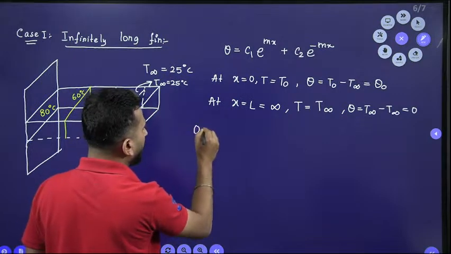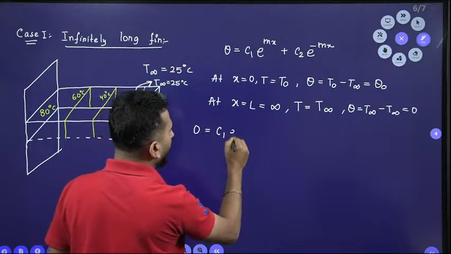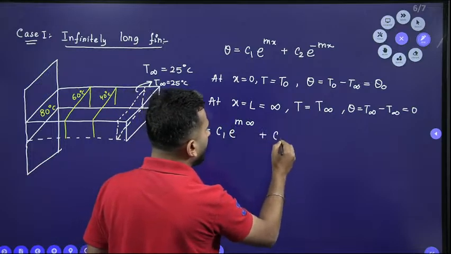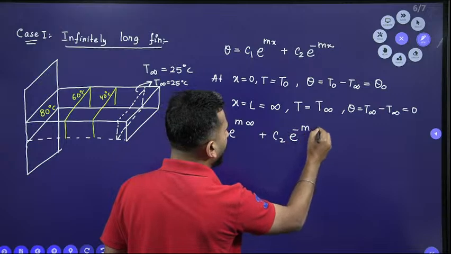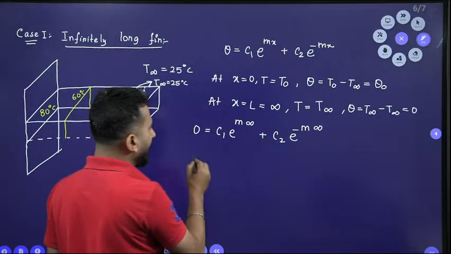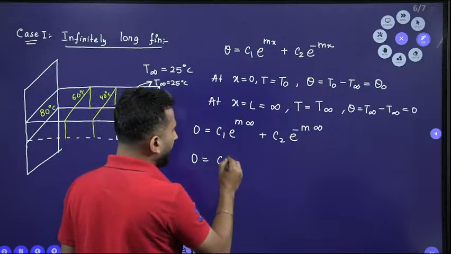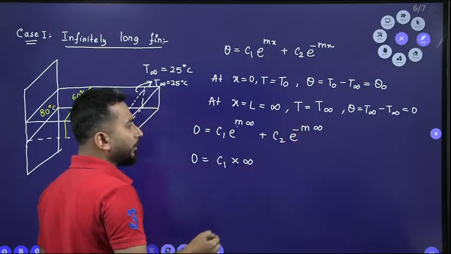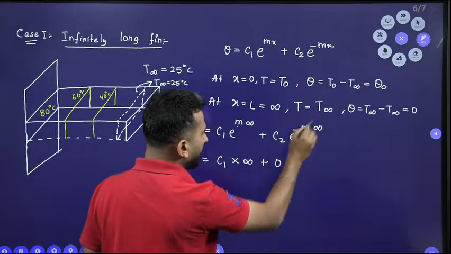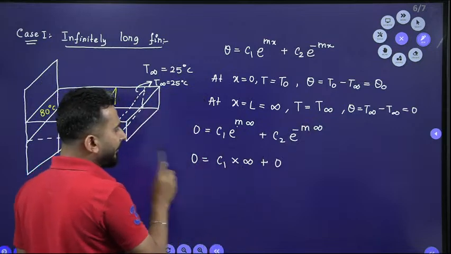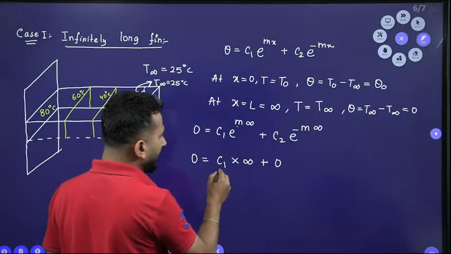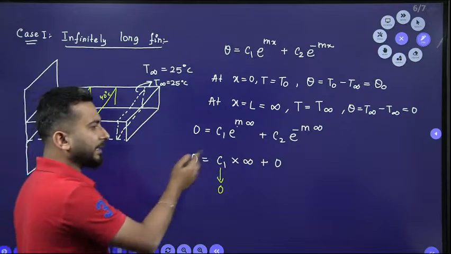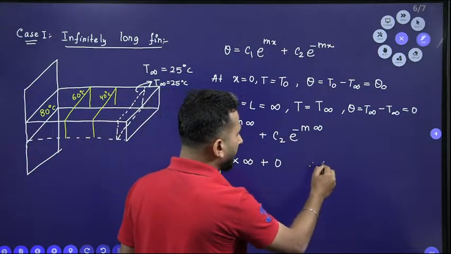So theta equal to 0 at C1 e to the power m infinite plus C2 e to the power minus m infinite. So this minus m infinite, what will happen? 0. C1 e to the power m infinite, that means C1 into infinite, and this thing, when it comes into the denominator, will be 0. So this term vanishes. C1 into infinite, left hand side is 0, so that means C1 must be 0. Then only the LHS and RHS will be satisfied. So C1 will be 0.